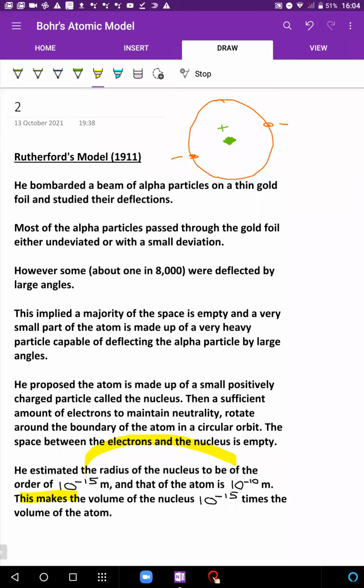And volume is proportional to the cube of the radius. So this made the volume of the nucleus 10 to the power minus 15 times smaller than the volume of the atom. Okay, that's what his math proved.